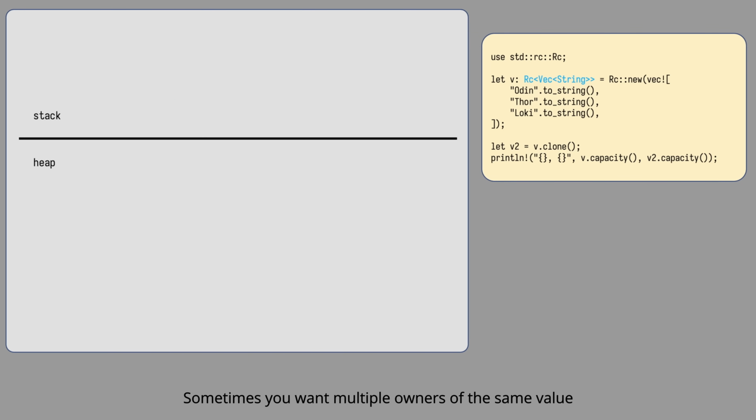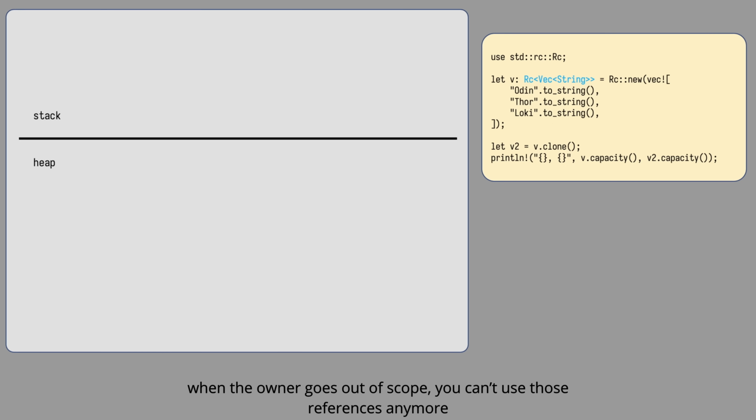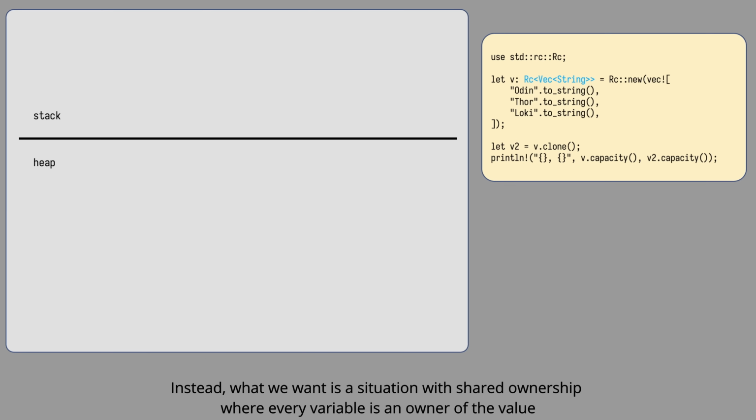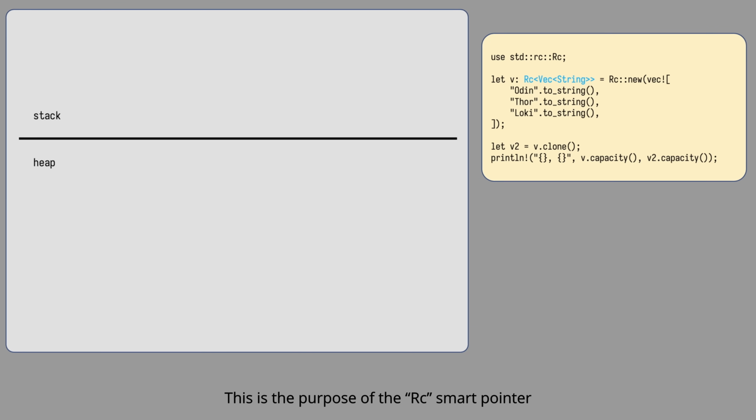Sometimes you want multiple owners of the same value. In many cases, you can use normal references to share a value, but the problem with that approach is that, when the owner goes out of scope, you can't use those references anymore. Instead, what we want is a situation with shared ownership, where every variable is an owner of the value, and the value will only be deallocated when all of them go out of scope. This is the purpose of the Rc smart pointer.